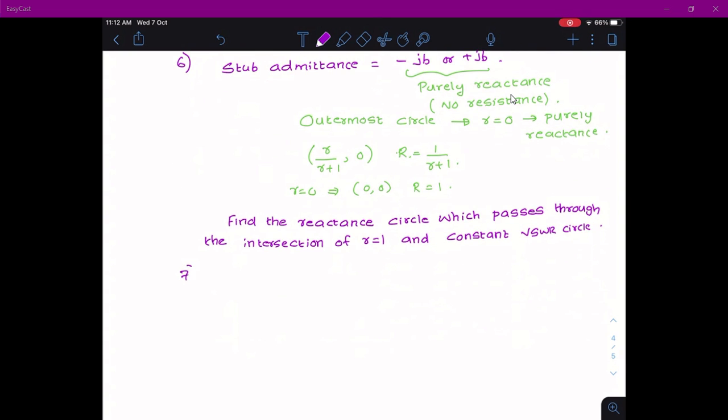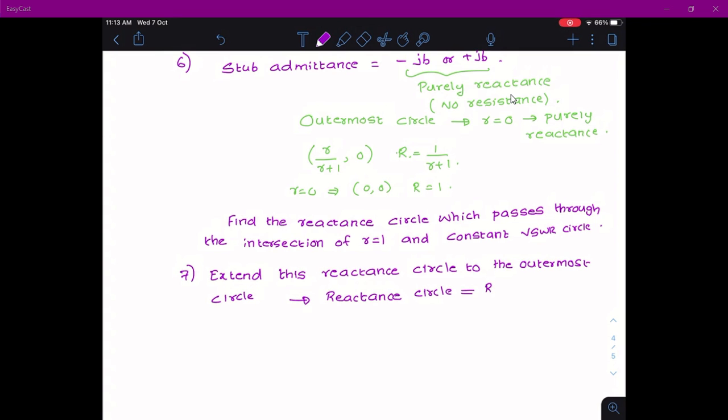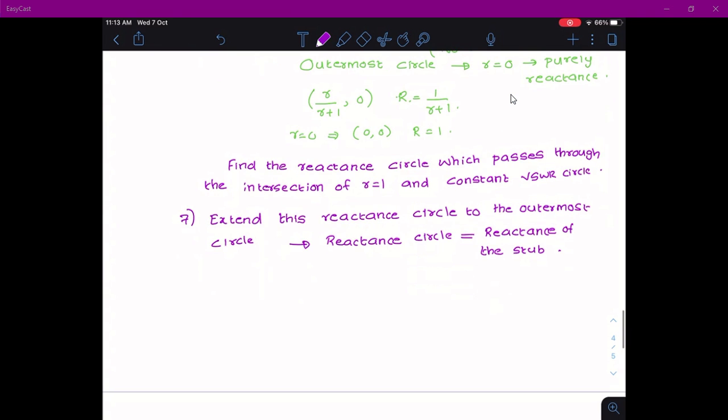Then you extend this reactance circle to the outermost circle, and this reactance circle is equal to the reactance of the stub, and you will get two reactances, one in the upper half and one in the lower half. Okay. So this is the reactance of the stub, Y2 bar.